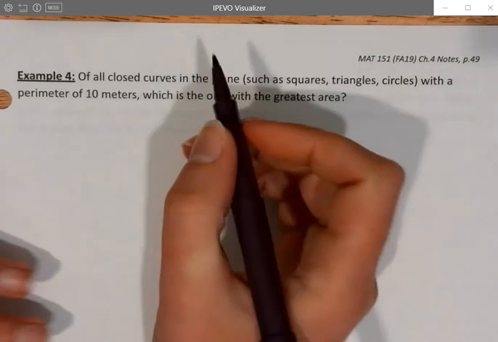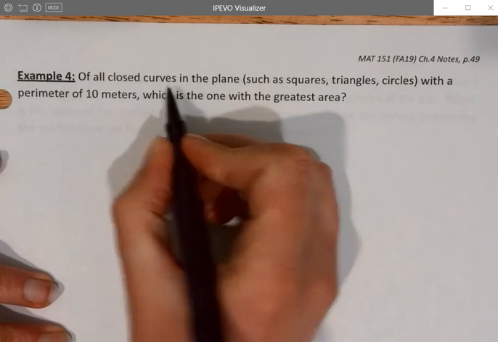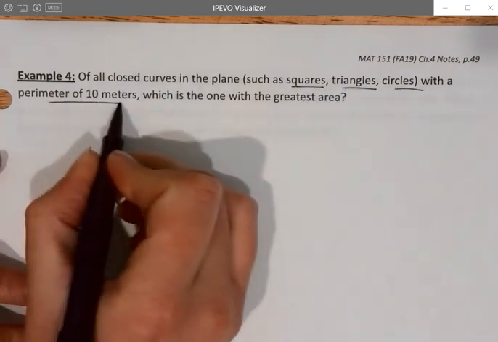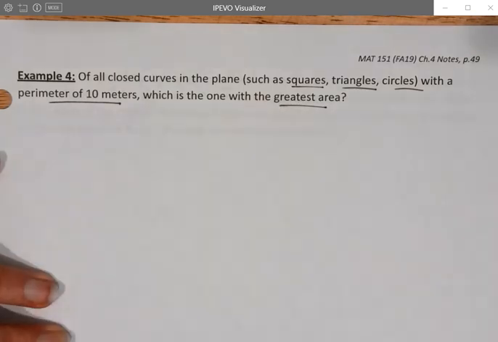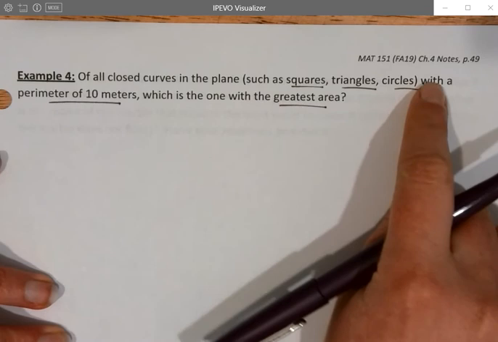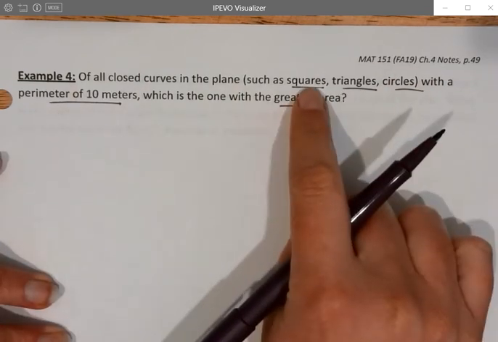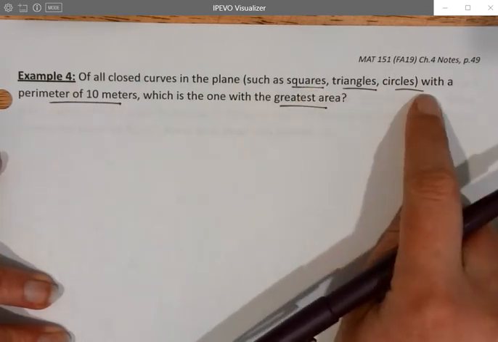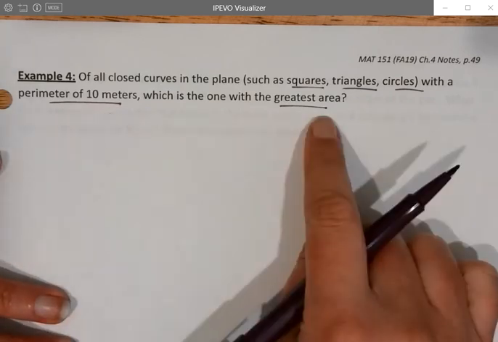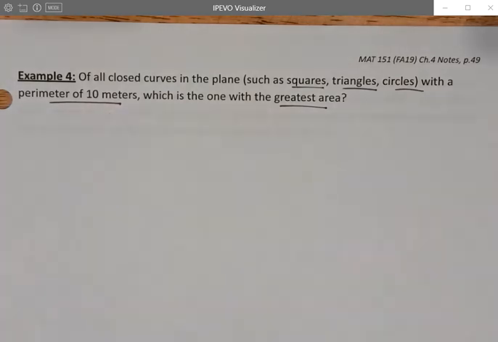Example 4 asks us, of all the closed curves in the plane, such as squares, triangles, and circles, with a perimeter of 10 meters, which one has the greatest area? So we're actually going to explore these three separately, and try to find the maximum area for the square, the triangle, and the circle, with the constraint of a perimeter of 10 meters, and then we're going to figure out a conclusion that's going to give us the greatest area.